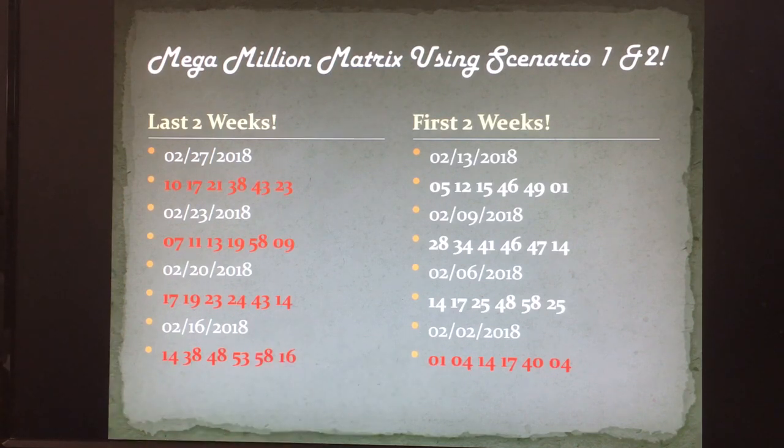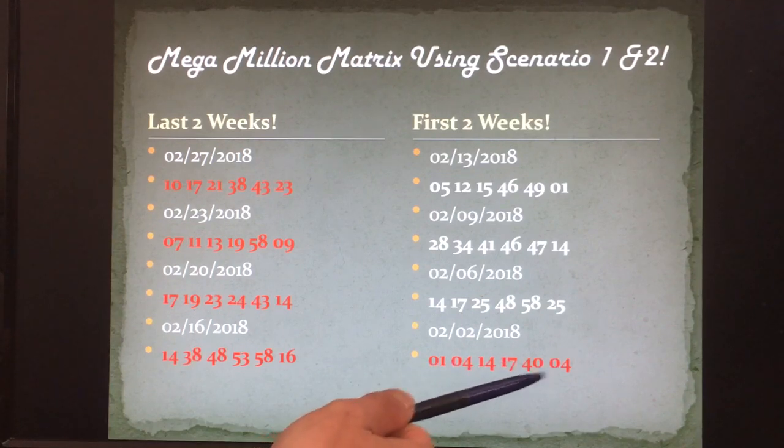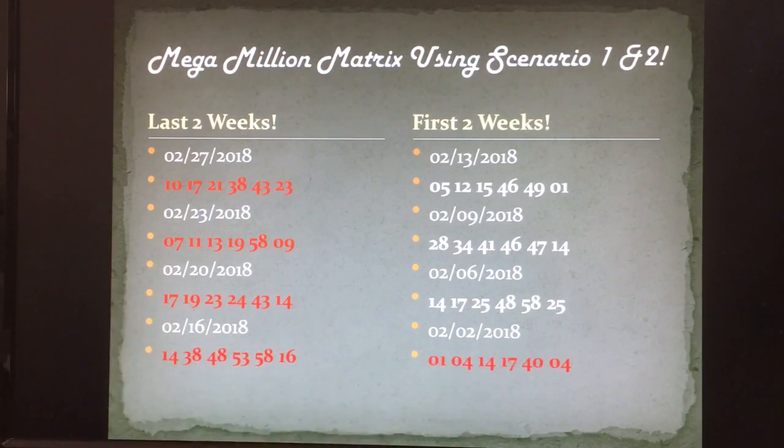And look at the first 2 weeks. Exactly, the numbers are 1, 4, 14, 17, and 40. And if you choose the mega ball 4, you hit 5 white balls and the mega ball. If you didn't choose the 04, you would have still hit 5 white balls for a total of $1 million. Second prize. So there are 4 draws out of 8 draws that would have been hit on scenario 2 with a good payout.